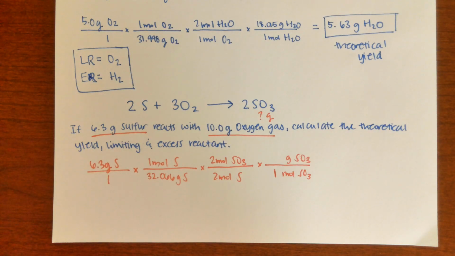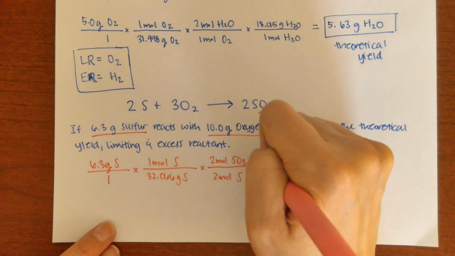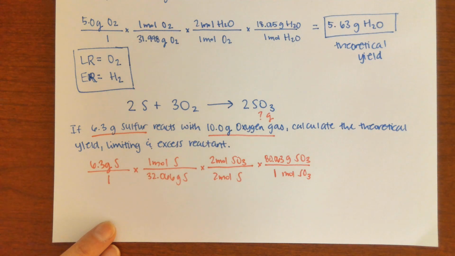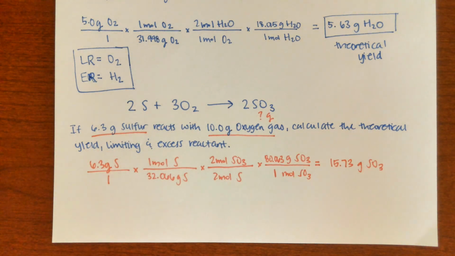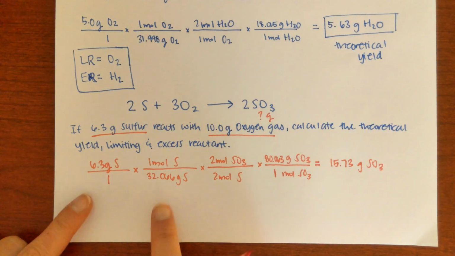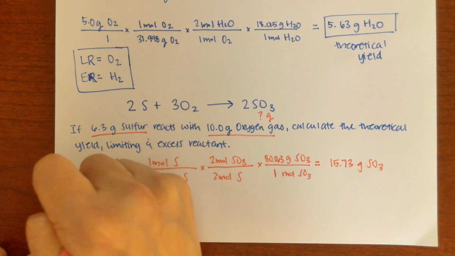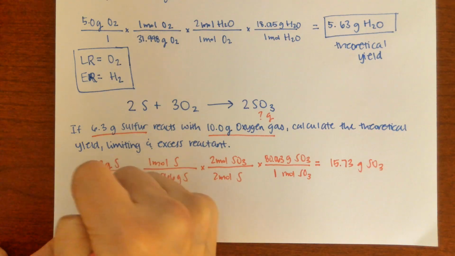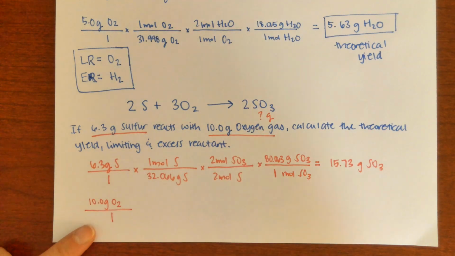So the molar mass of SO3 is 80.063. So the setup is done, and you're going to solve for this. So I'll give you a second to solve for the grams of sulfur trioxide. You should get around 15.73 grams of SO3, and you're going to do the same thing now with 10 grams of oxygen gas, and you're going to solve for grams of SO3.